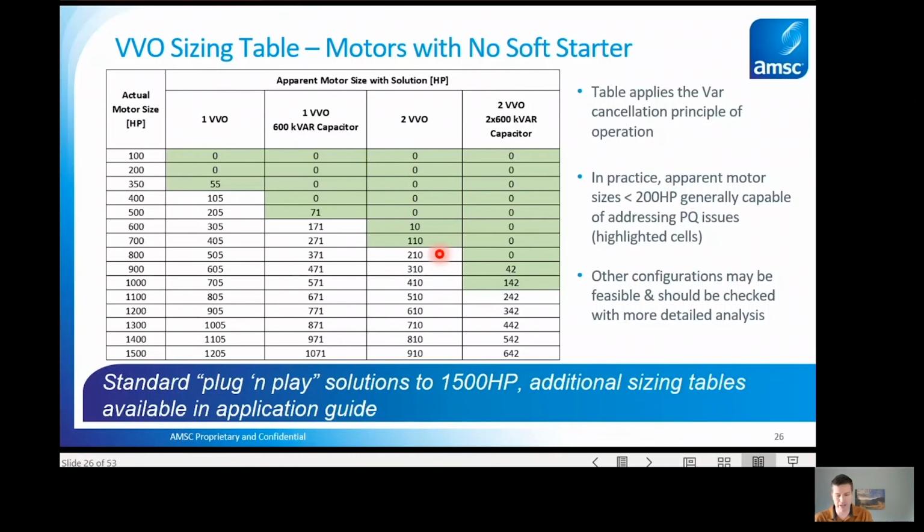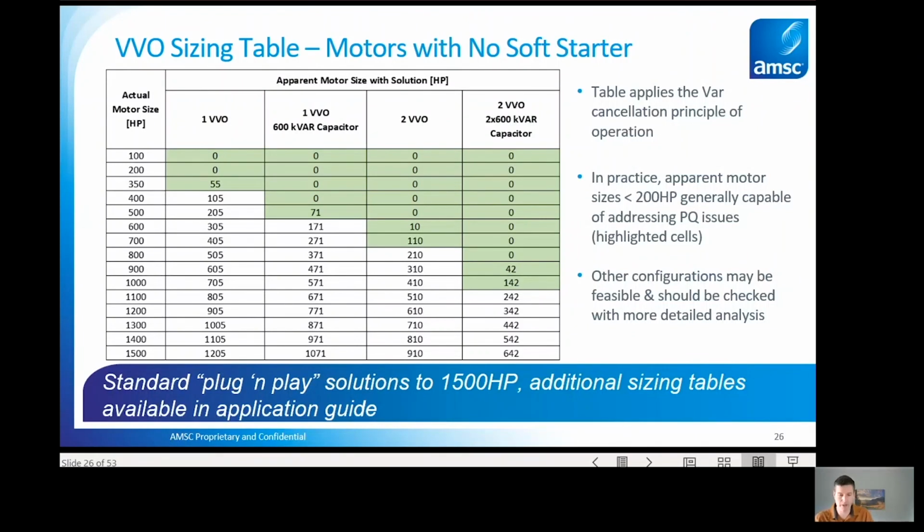If that's the situation you face, let us know, and we'll review your application and see if that 2 VVO application would actually solve the problem. We can also do a more detailed study for you if you have an application that might be right on the edge. But by the same token, you're not going to solve a 1500 horsepower motor problem with this 2 VVO, for example. If you're right on that boundary, that's where you'll want to do a little more detailed study and see if you can still solve that problem. And in many cases, you actually can.